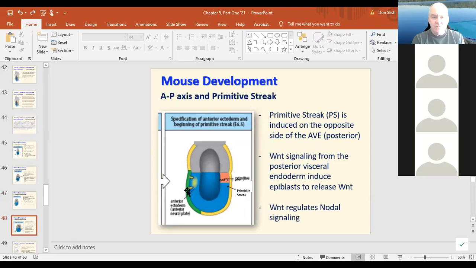And then as this advances on the posterior side, you get Wnt being released by some cells opposite the AVE, and that acts on the visceral endoderm to cause it to produce Wnt, stimulating itself, and we're also getting Nodals released, and then our primitive streak will start here. Now, I'd like to do the primitive streak, but I want to keep you guys on the edge of your seat because we will cover that on Wednesday.